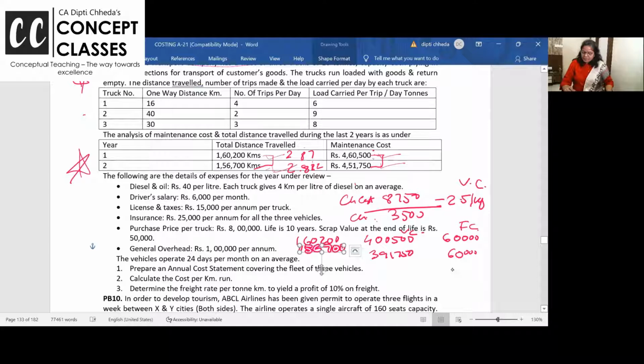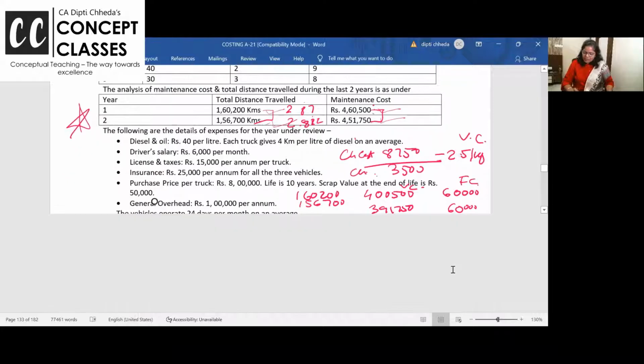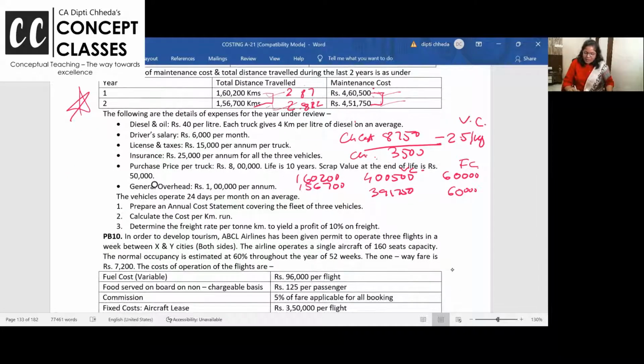Okay, right. Now what is the benefit of doing all this? Where is it useful? Suppose you are saying, ma'am, next time if my vehicle is going only for 150 kilometers, can I calculate the semi-variable maintenance cost? Maintenance cost is semi-variable. 150 into 2.5 is 375,000, plus 60,000 fixed, so how much is it? 435,000. If the kilometers go down to 150, my total cost here will be 435,000.